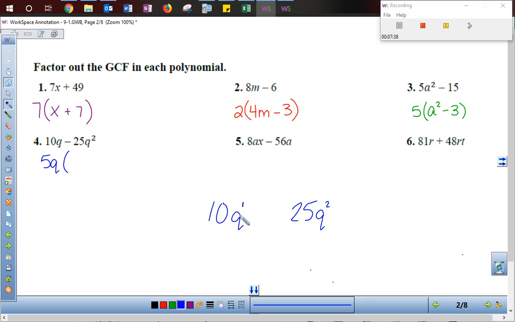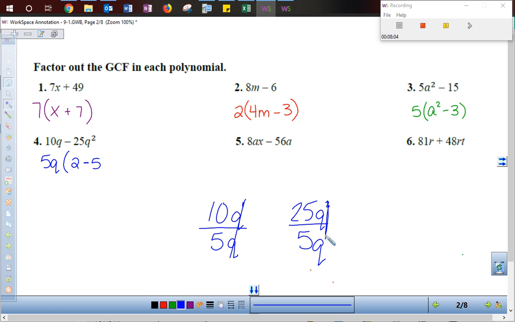So I'm going to take my first term, which is 10q, and divide it by what I'm taking out, which is 5q. 10 divided by 5 gives me 2, and q over q cancels out. Next, I'm going to take 25q squared and divide it by 5q. 25 divided by 5 gives me 5, and q squared divided by q, and if you'll remember, when we divide, we actually subtract the exponents. So 2 minus 1 is q to the first power.